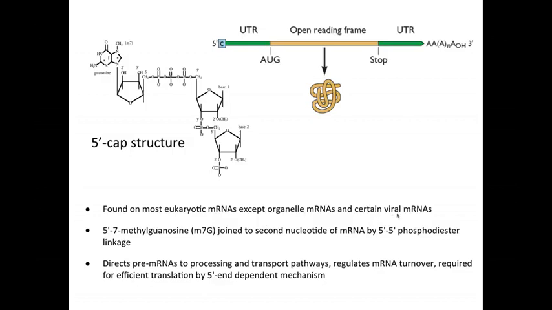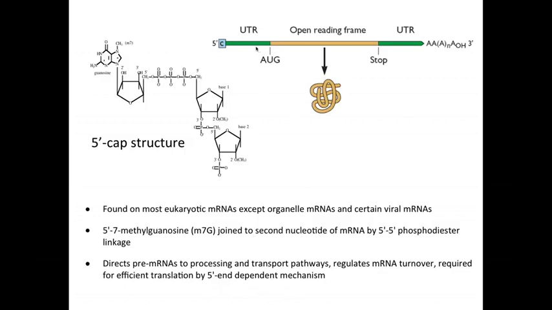Some viral mRNAs do not have caps. And as we said, it's a 5' 7-methylguanosine joined to the second nucleotide of the RNA by a 5' to 5' phosphodiester linkage. And this cap is important for many aspects of mRNA biogenesis and function, including transport, turnover, and translation, as we will talk about today.